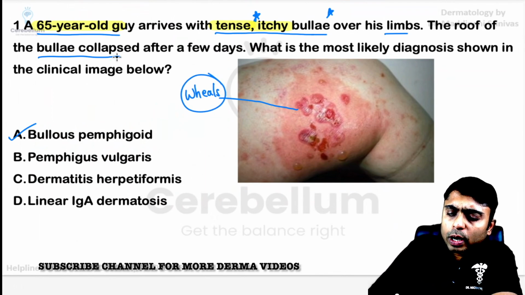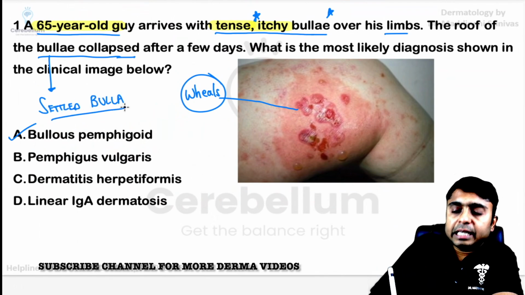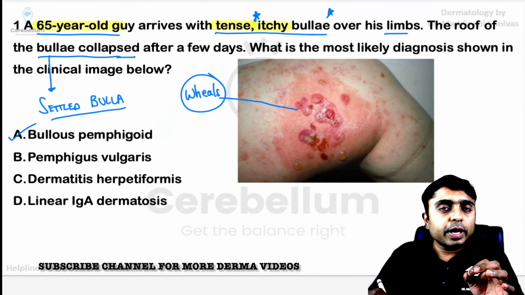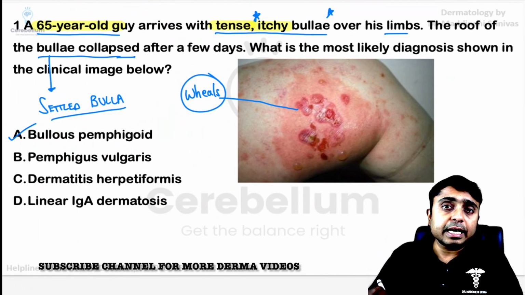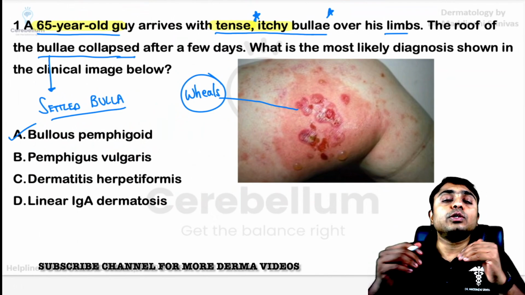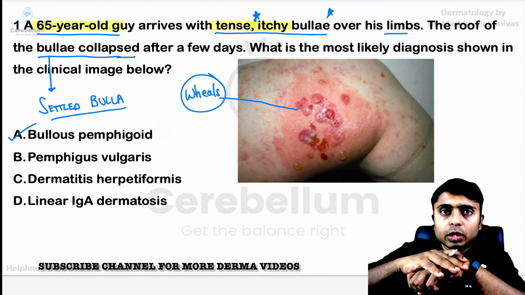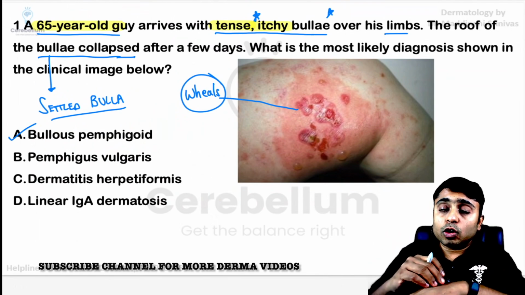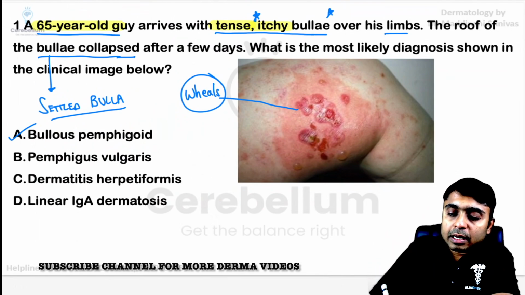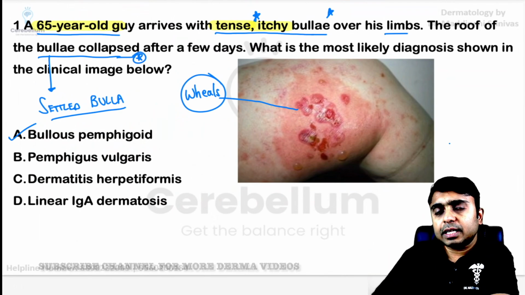Okay, the roof of the bulle collapsed. What is this telling about? This is one concept in bullous pemphigoid, which is settled bulla, which simply says that, please remember, in bullous pemphigoid, the vesicular lesions have a tendency to heal. There is no tendency to extend, but there is a tendency to heal. That is the reason why the tense bulle rupture, the fluid comes out, and the bulle just settle down onto the skin, but they are not going to extend onto the normal skin. That is the point given in this collapsed bulla.